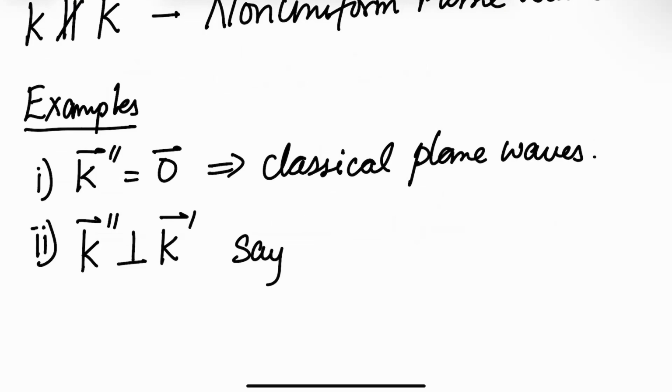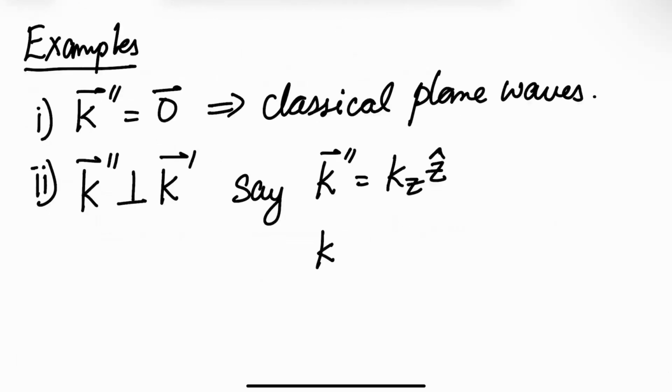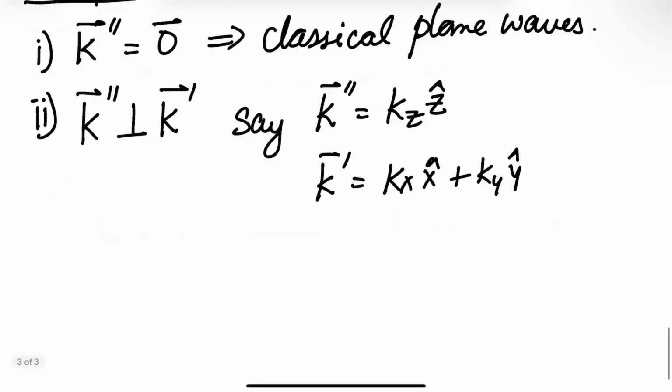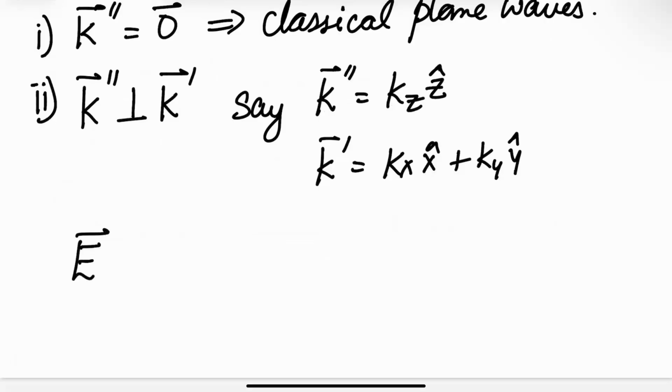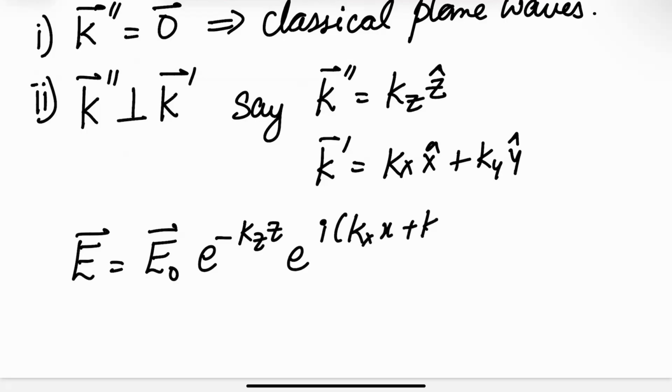Right, so we'll take an example of that. Let's say k double prime is kz z hat, and k prime is along the xy plane, kx x hat plus ky y hat. Then if I substitute it in, my E vector becomes E naught e to the minus kz z, e to the i(kx x plus ky y). Right? And this we saw earlier is the evanescent wave.